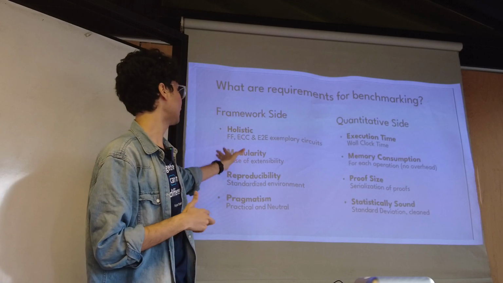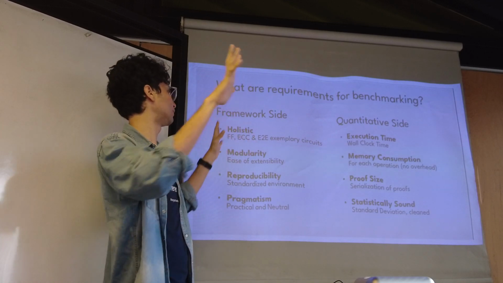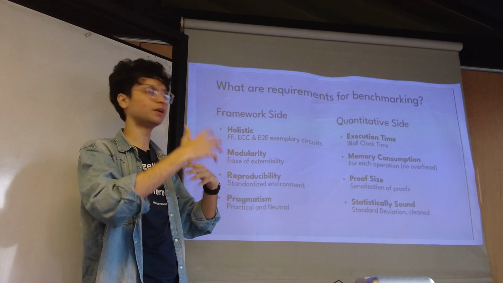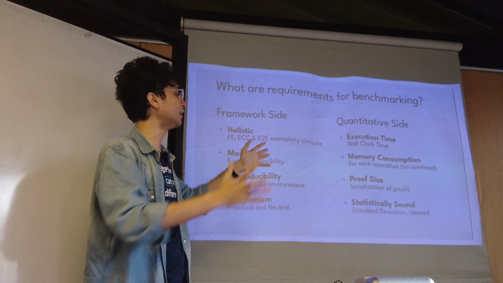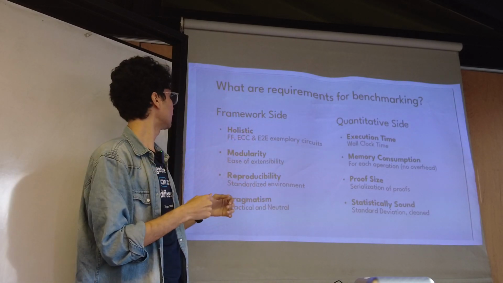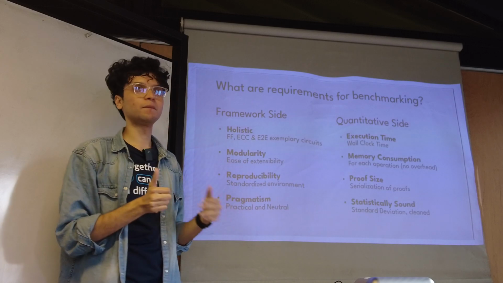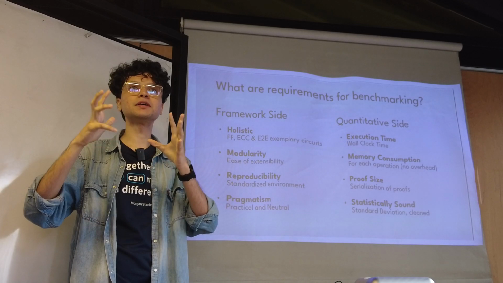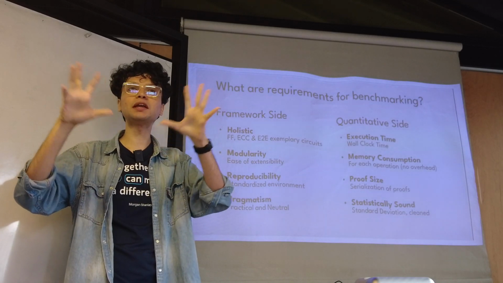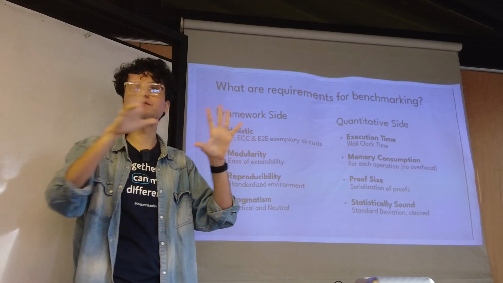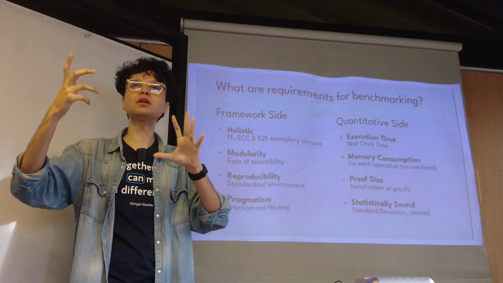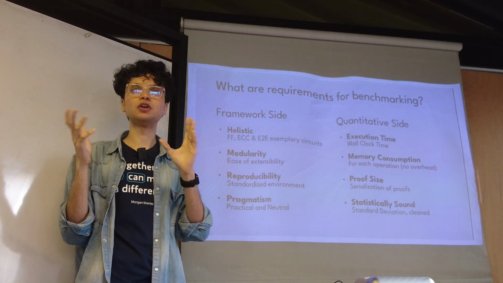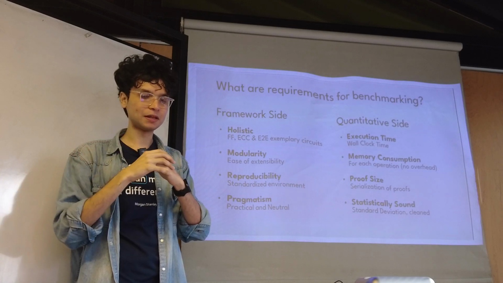On the framework side, we want a framework which is holistic, which gives you data about the underlying finite field operations, the elliptic curve operations, and the end-to-end circuit operations. You want that framework to be modular. By modular, I mean that every time you have supported Halo 2 on this benchmarking framework, and you want to support a new circuit using Halo 2, it should be very easy for a circuit developer. You don't have to keep reinventing the wheel all the time.